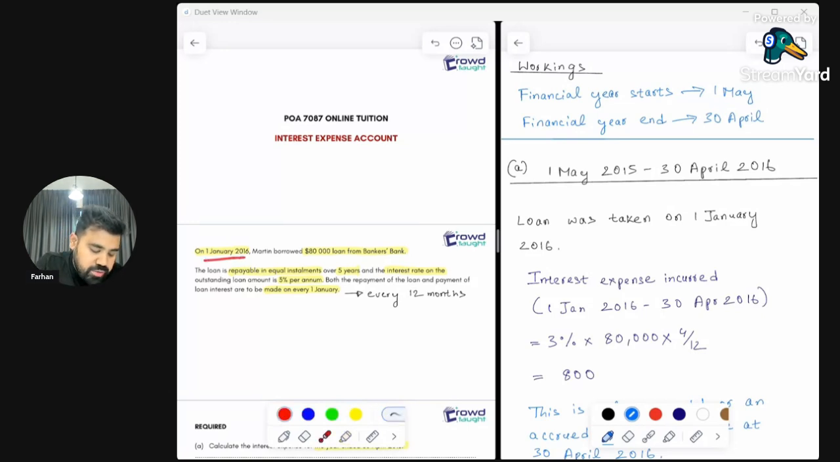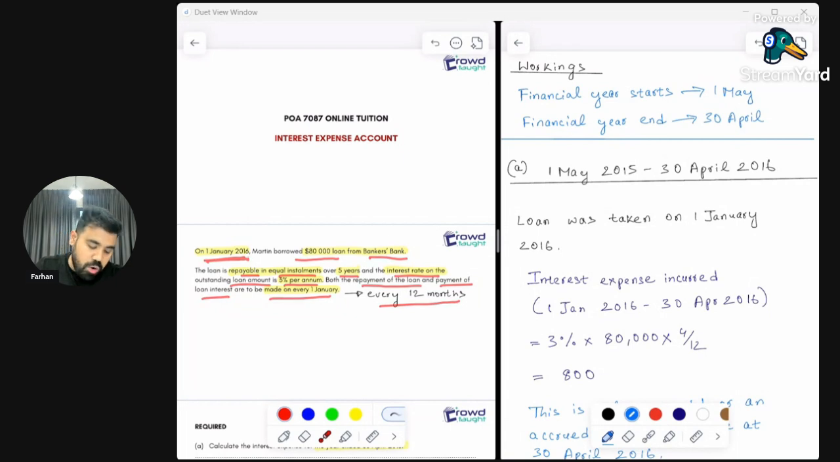On 1 January 2016, Martin borrowed an $80,000 loan from Bankers Bank. The loan is repayable in equal installments over 5 years, and the interest rate on the outstanding loan amount is 3% per annum. Both the repayment of the loan and payment of loan interest are to be made on every 1 January, which is basically every 12 months. So the loan was taken on 1 January 2016, which means the first loan repayment and interest payment will be at the end of 12 months from 1 January 2016, which is on 1 January 2017.